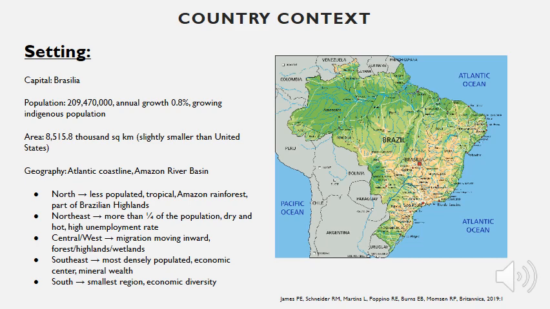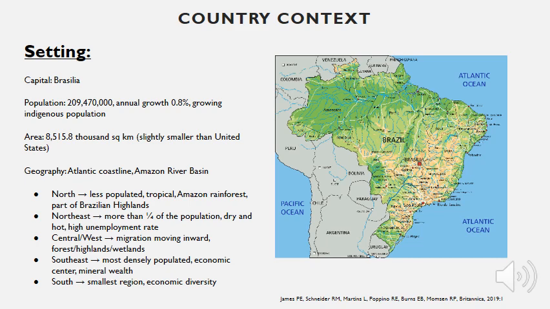The northeast is home to more than a quarter of the population, and has a high unemployment rate and poverty rate. This area is really dry and hot, so they don't have a lot of industry or agriculture. The central west has actually seen a lot of migration moving inward from the coast, partially at least because the capital just moved to central Brasilia. This area is quite diverse, though, geographically, with forests, highlands, and wetlands.